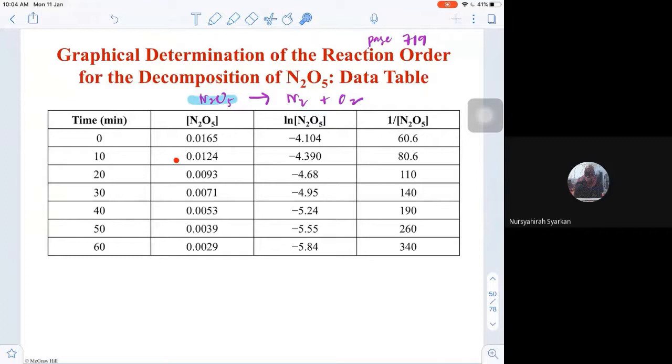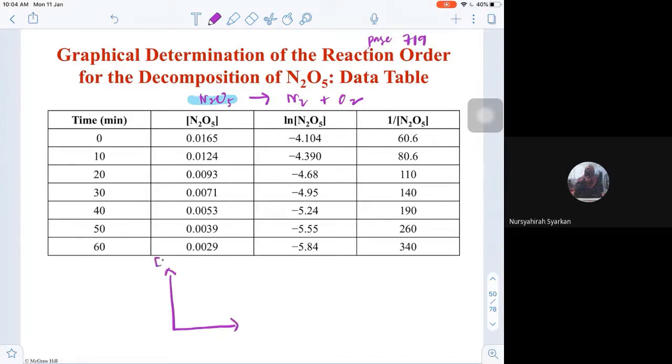1 over 0.0124, then you will get the value 80.6. 1 over 0.093, then you will get the value 110. Complete the table. Okay, so after you have completed the table, then you can start plotting your graph. There are 3 graphs that you have to plot.